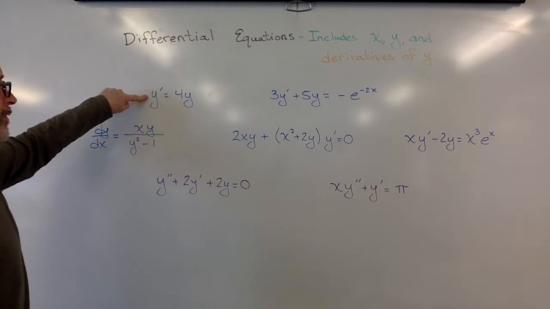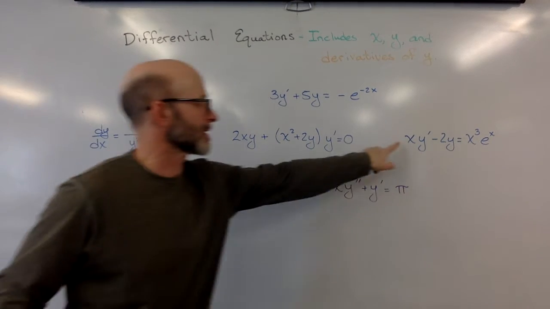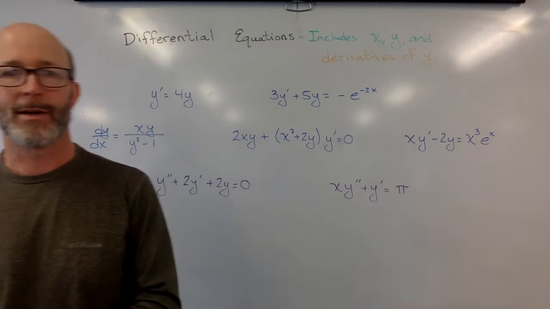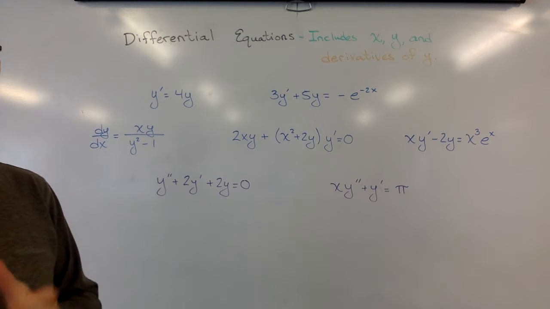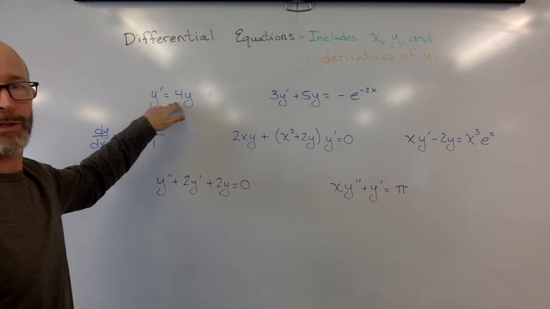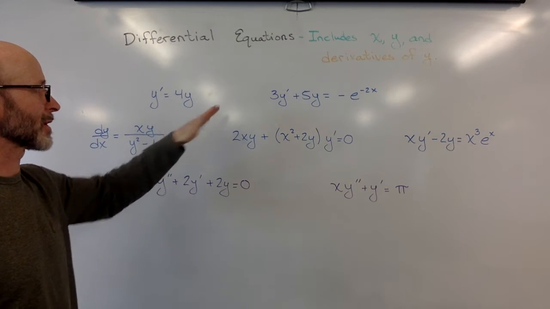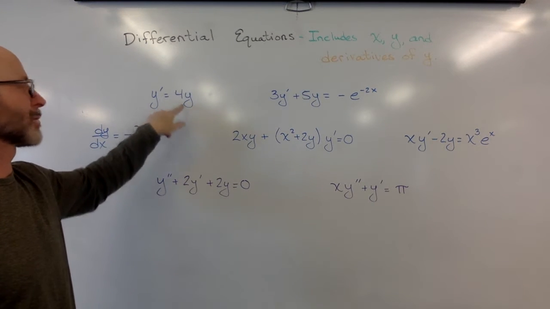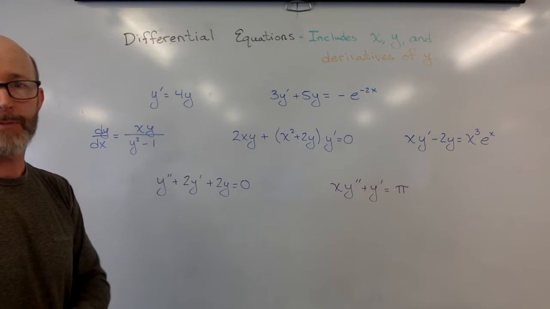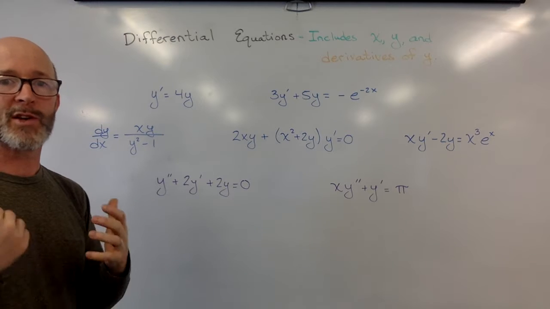Now, whether you have the derivatives separate or with a number in front of it or even mixed in with another variable, it doesn't matter. They're just mixed anywhere. And when I say it includes x's, y's, and derivatives of y, it doesn't have to include an x value. It doesn't even have to include a y value. It could just say y prime equals 4x. Okay? It is just a way of mixing all of these together, and you see these quite often.